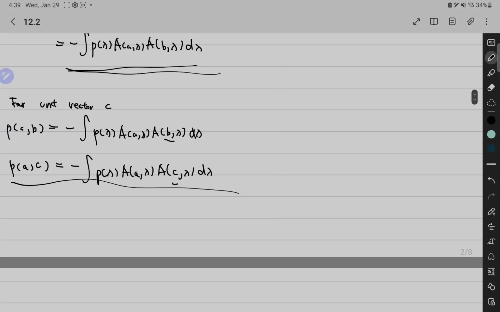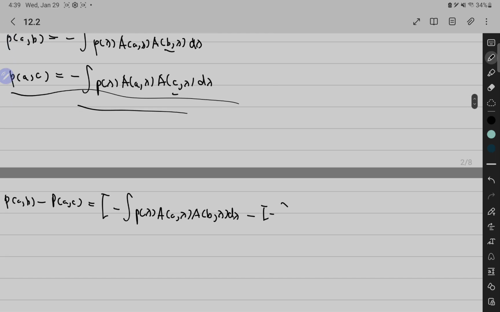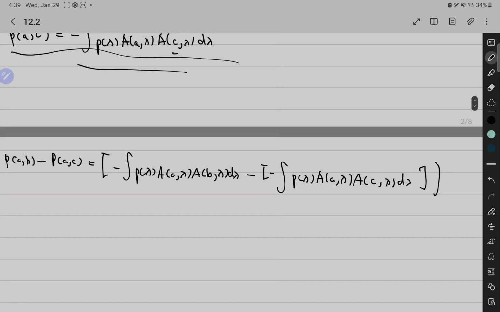So now we have defined PAB and PAC. Now we're gonna minus them. So PAB minus PAC. So what is this gonna equal to? This is gonna equal to negative integral P lambda A lambda A B lambda D lambda minus, and then another minus sign inside, right? From this minus, A C lambda D lambda, and then close the bracket up, I think, yeah. And since we have two negatives here, that makes it positive.